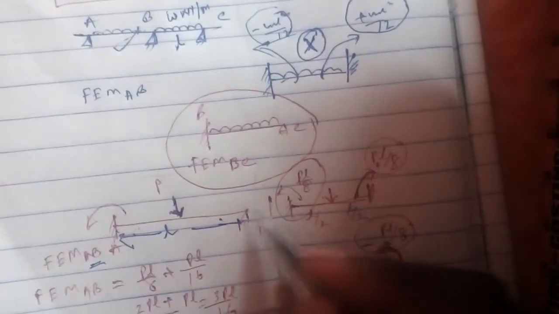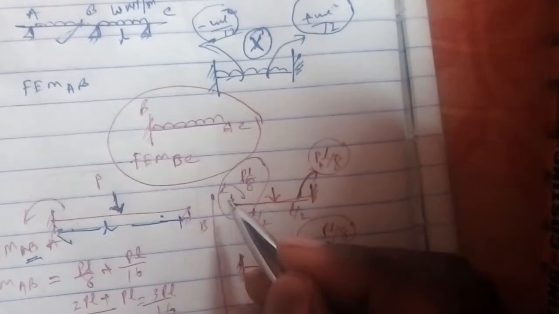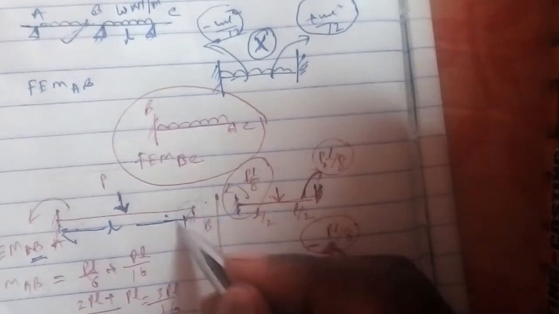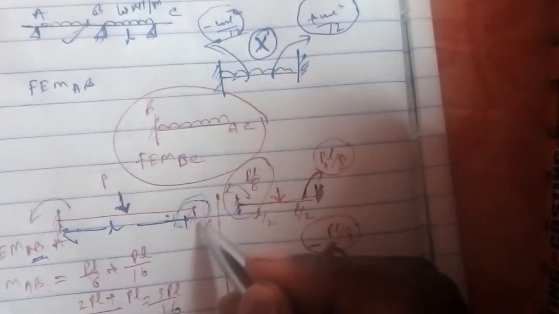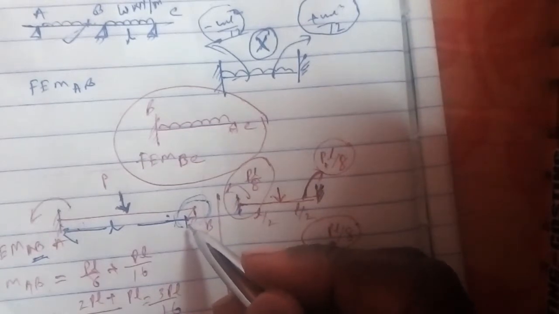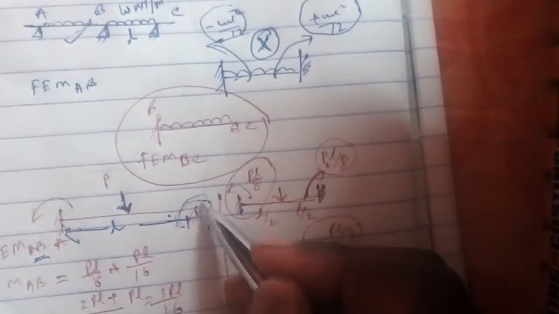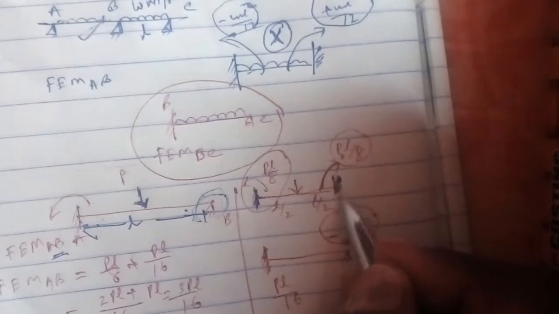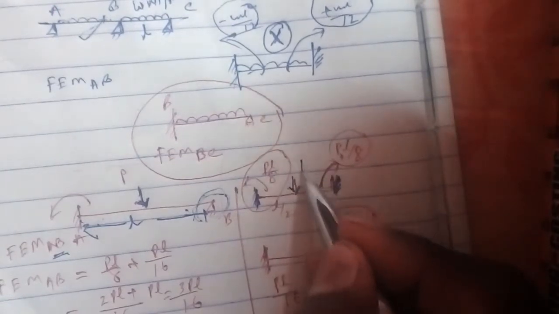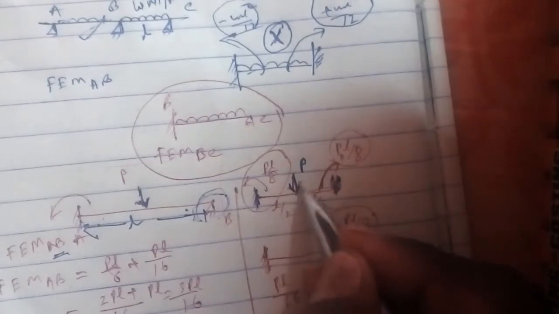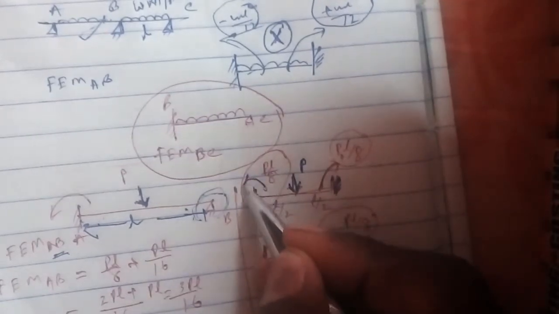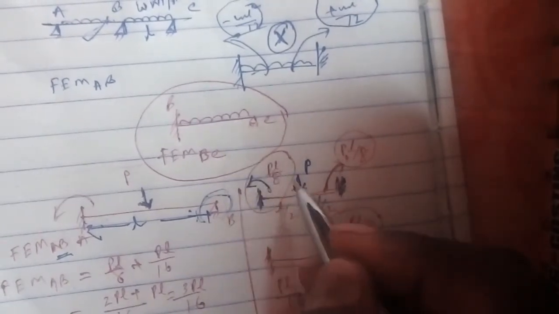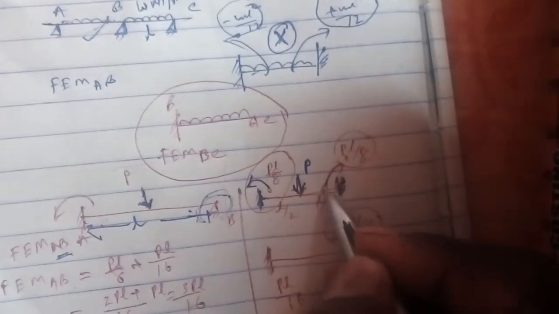Now see, if we fix these two ends, one thing to remember here: the end hinge will not carry any moment. That means the moment at this point will be 0. If we take this beam portion, fix both ends and apply the load P here, the fixed end moment will be PL by 8, and its value will be negative PL by 8.